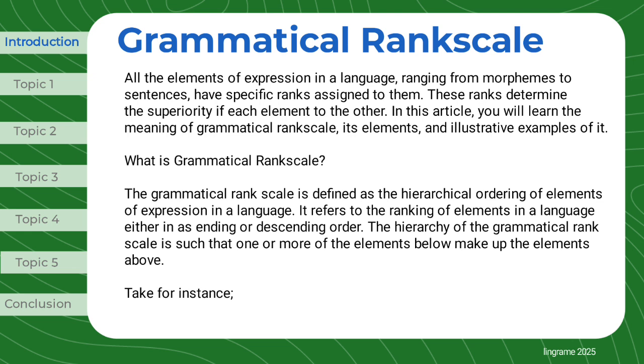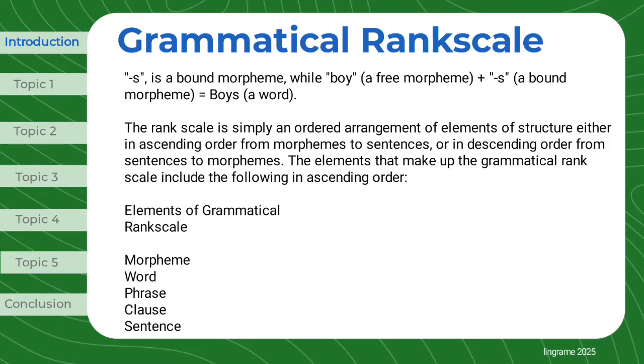The hierarchy of the grammatical rank scale is such that one or more of the elements below make up the elements above. Take for instance, -s is a bound morpheme, while boy, a free morpheme, plus -s, a bound morpheme, makes boys, a word. The rank scale is simply an ordered arrangement of elements of structure either in ascending order from morphemes to sentences, or in descending order from sentences to morphemes.